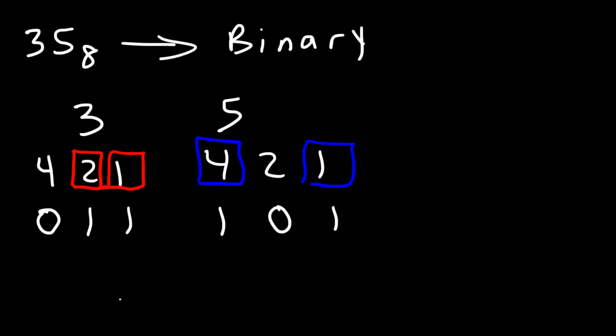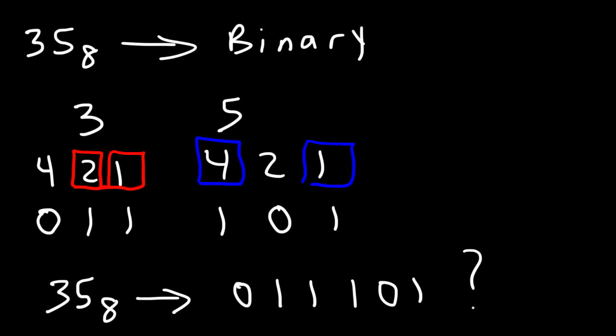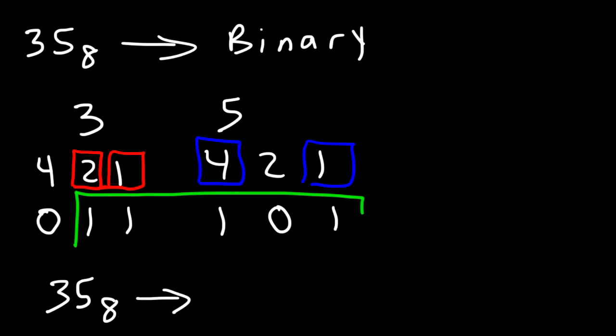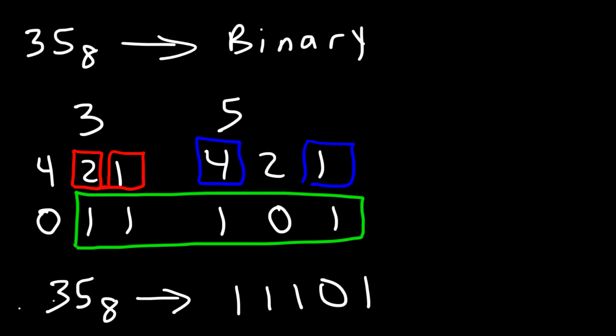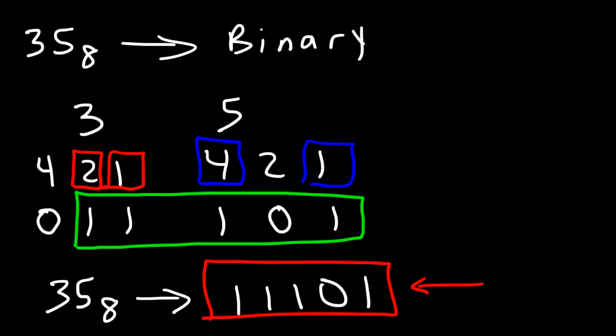And that's it. So 35 in the octal system, we can write it as, now here's the question, should we write it as 011101? Now, if you have a 0 in the front, you need to get rid of that 0. So therefore, we only need to use these 5 numbers. So the answer is going to be 11101. So watch out for that. So this is the answer.